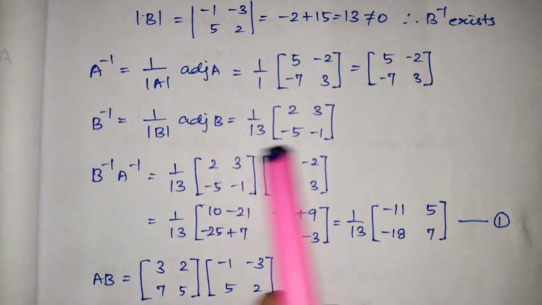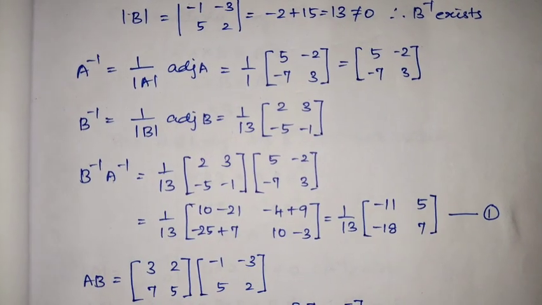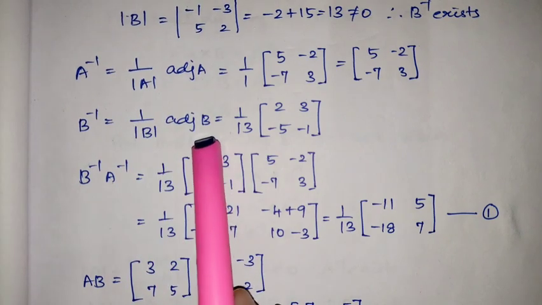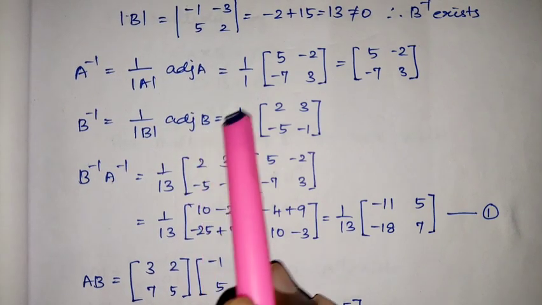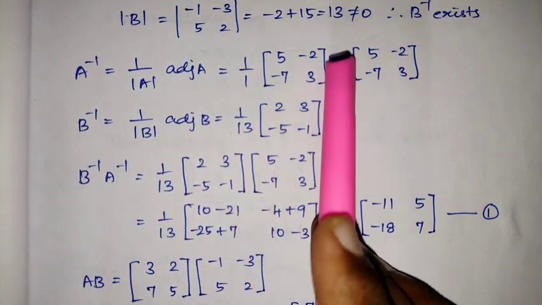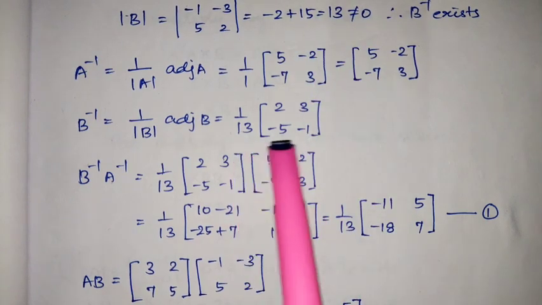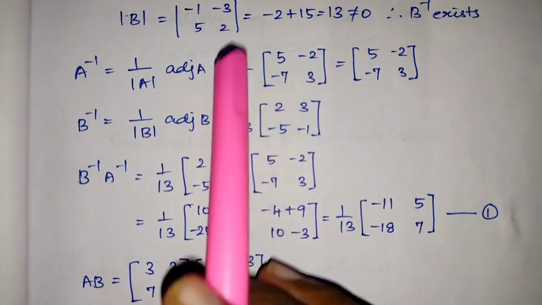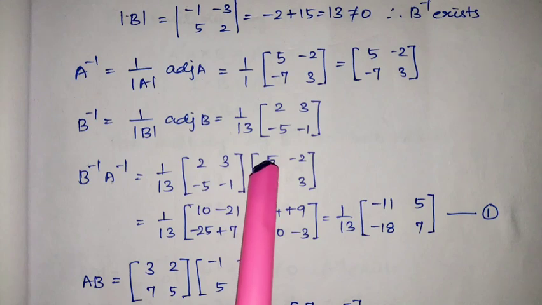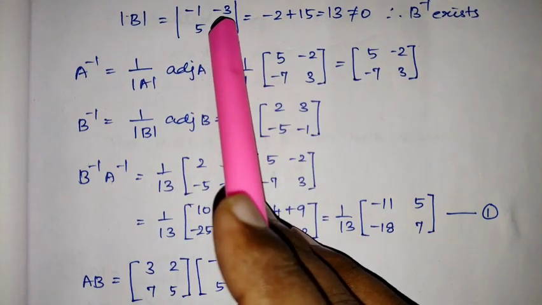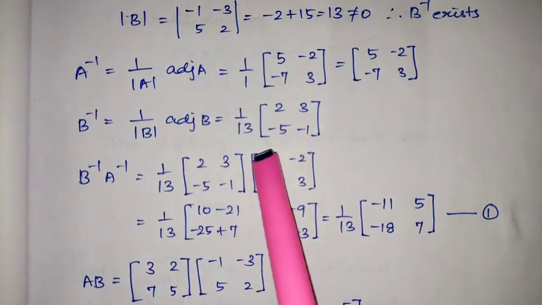Now B inverse. And how to find B inverse? That is also very simple. 1 by determinant B into adjoint B. 1 by determinant B, which we have already found, is 1 by 13. So 1 by 13 into adjoint B. Just interchange the two elements. So 2 and minus 1. Sign of minus 3 is changed as 3. 5 is changed as minus 5.